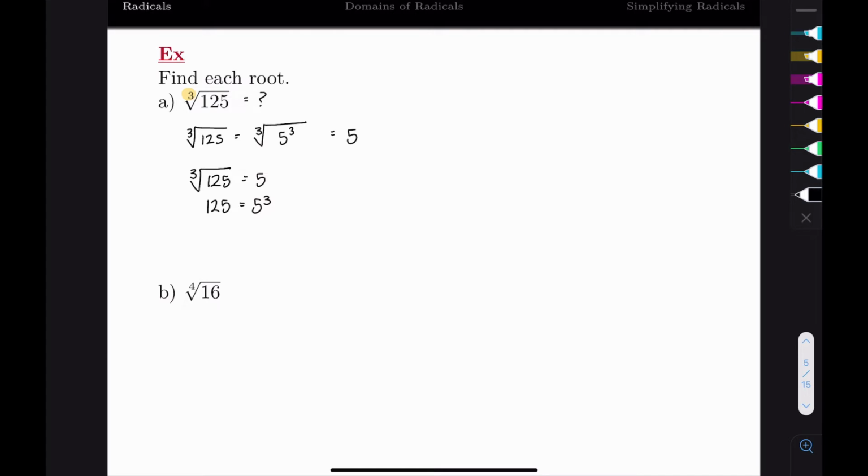So now for this next one, we have the 4th root of 16. Again, this is equal to some number. I need a number multiplied by itself 4 times to give us 16. And if you take 2 times 2 times 2 times 2, it is indeed going to equal 16. So again, our 4th root and 4th power undo each other, and this leaves us with a 2.